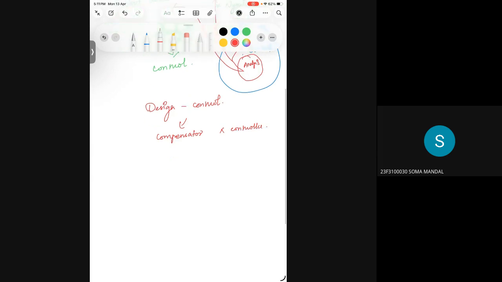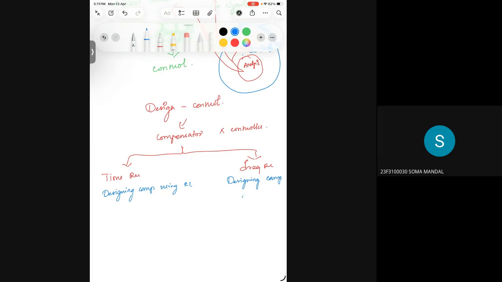We'll explain in detail. As explained before, this compensator design can also be done in two domains, that is time response and frequency response. Last week, Chakrabarti would have explained designing compensators using the root locus method. Now I am going to take the same kind of systems, designing compensators using Bode plot, but there is no design using Nyquist. Only Bode plot is there.